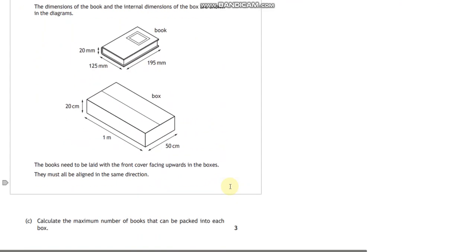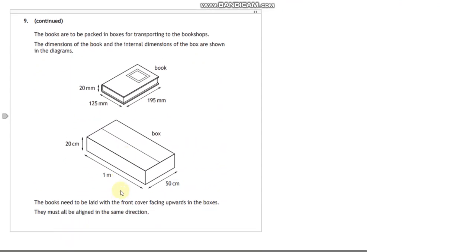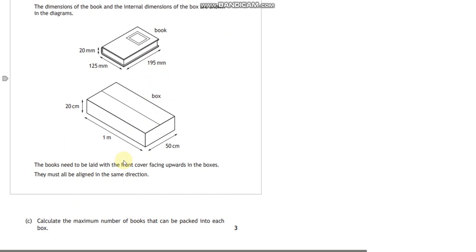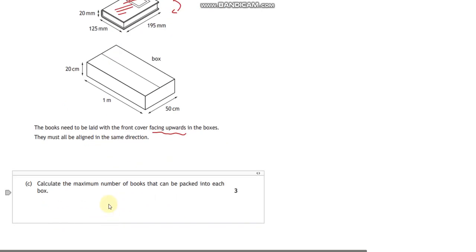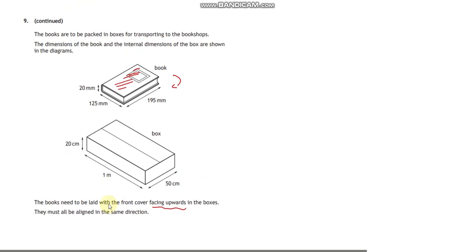This is a great question. So we've got books into a box. They have to be facing upwards. So this has to be on the top. Okay, so all you can do is twist them round. You can twist them round in this direction. You can't flip them on their side. And all the books go the same way. Calculate the maximum number of books that can be packed into each box.